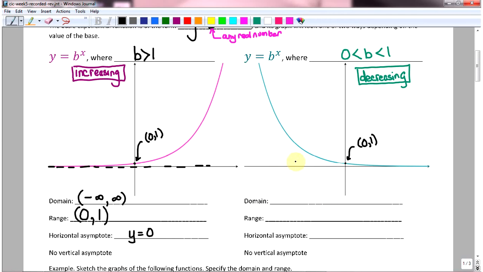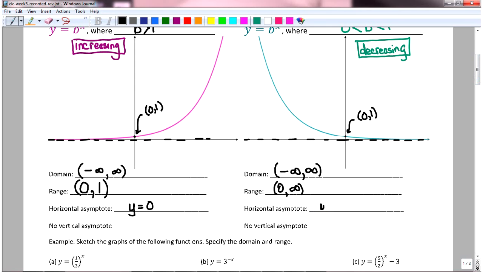The domain, we can use any x value and get a corresponding y value, so it will still be all real numbers. The range, again, starts at 0, not including it, and goes to infinity. Any y value that you pick bigger than 0 will have a corresponding point on the graph. That's what we mean by the range. We will have the same horizontal asymptote. So notice that the graph gets closer and closer to that horizontal line without ever crossing it. So the equation of that horizontal line is still y equals 0. And again, there's no vertical asymptote.